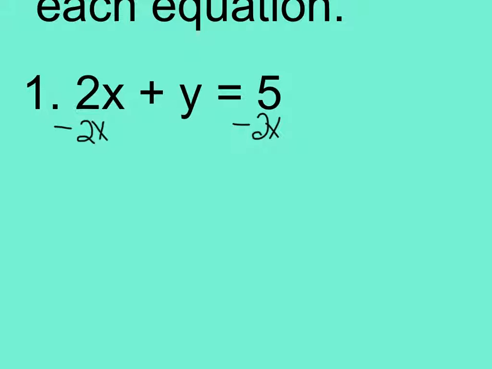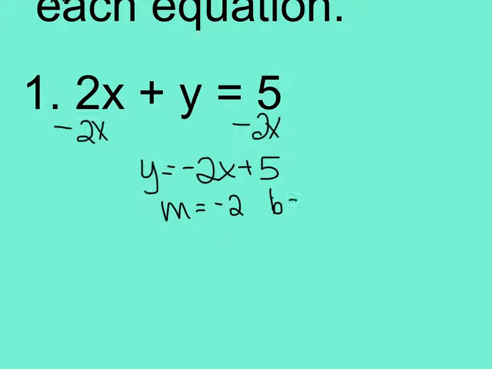So after we subtract 2x from both sides, we have y equals negative 2x plus 5. So now that our equation is solved for y, we can label our m and our b. So our m would be the negative 2 for slope, and our y-intercept would be 5.